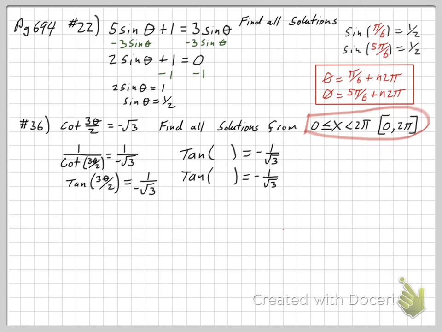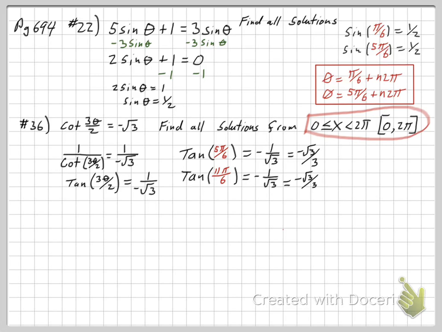Okay, and those angles, let's rationalize the denominator because that's probably what we have in our unit circle. So 5 pi over 6 and 11 pi over 6 are going to equal negative root 3 over 3. So as before, we just say, okay, that's our solutions, 5 pi over 6 and 11 pi over 6.